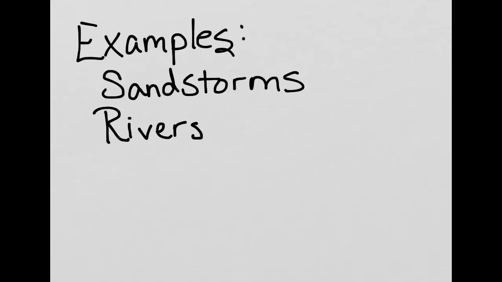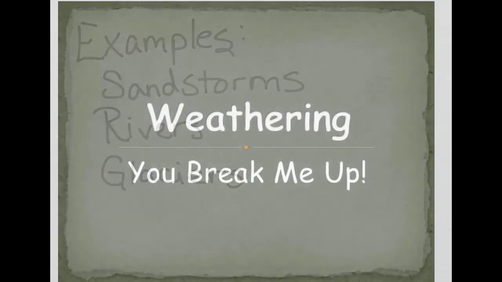Rivers can also cause erosion. The soil and the rocks that are on the bank of a river that get washed downstream, those are great examples of erosion. That's the movement of that weathered material. Glaciers can cause erosion. As they move across the land, they can cause that land to stay with the ice and move. Any kind of movement of that weathered material that's been broken down is erosion.